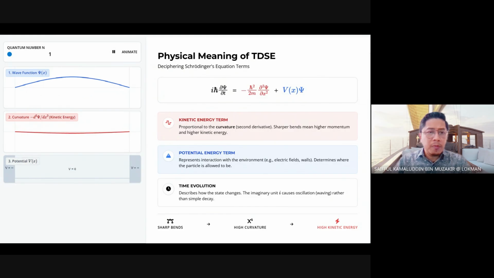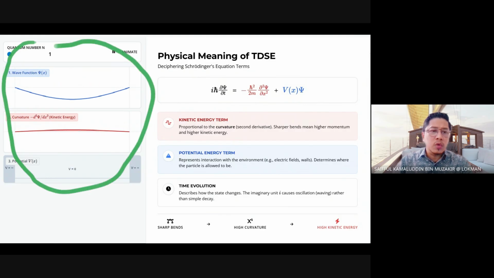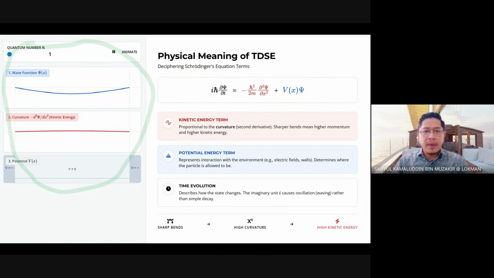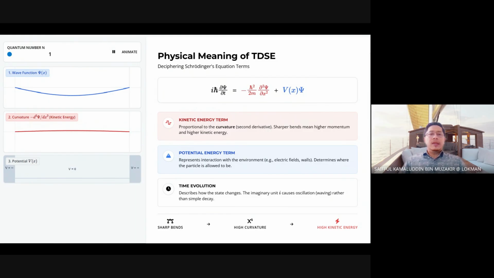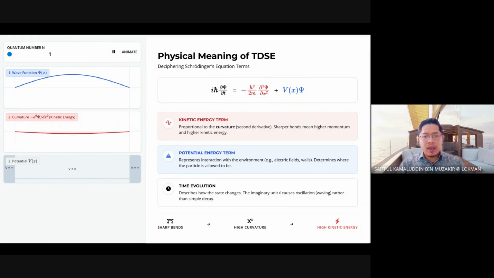Okay, we have this simulation on your left-hand side, which we could animate and play around with later. But let me explain something to you first. This is where the equation starts to feel physical instead of abstract. On this slide, focus on the simulation on your left-hand side. You can animate the wave function, look at its curvature, and compare that with the potential.